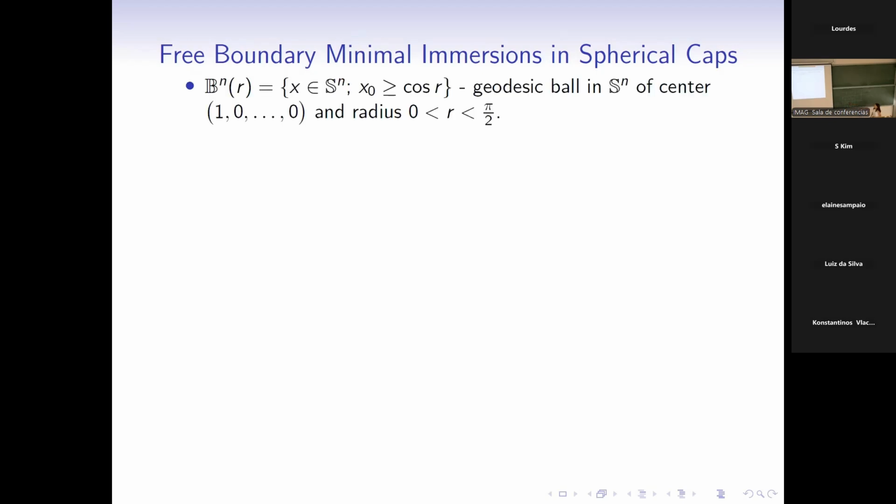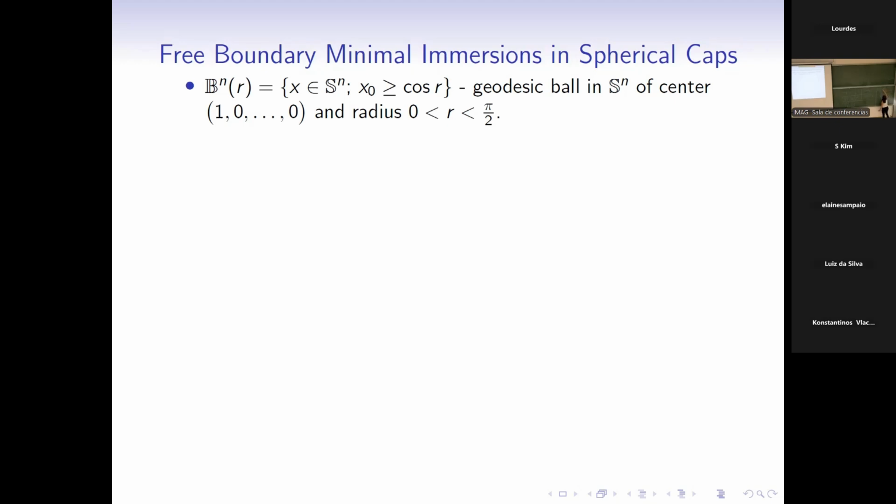Okay, so here, that's what we mean by spherical cap. So yeah, it's a geodesic ball centered at the North Pole with geodesic radius r. Okay, so let me put the picture here. I think it would be useful later. So here, this is the x naught, and here are the other ones. And your spherical cap is just here in the top somewhere. Here, and here is the radius r.